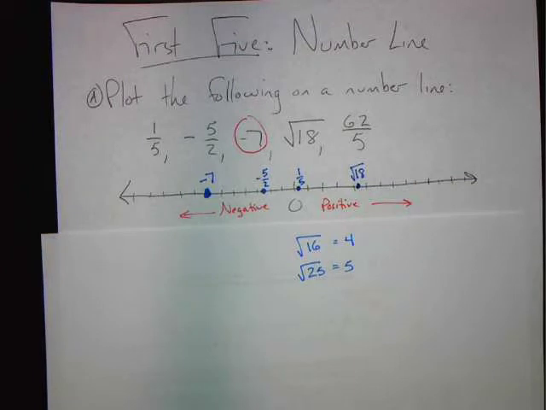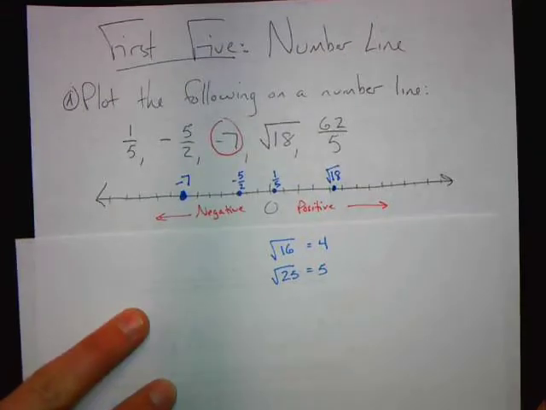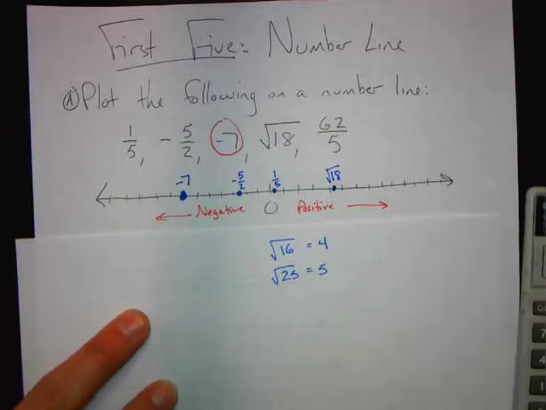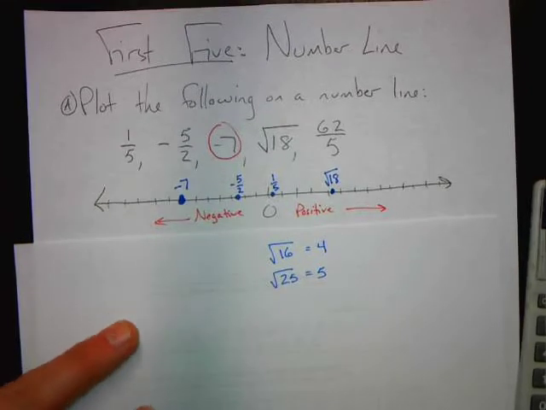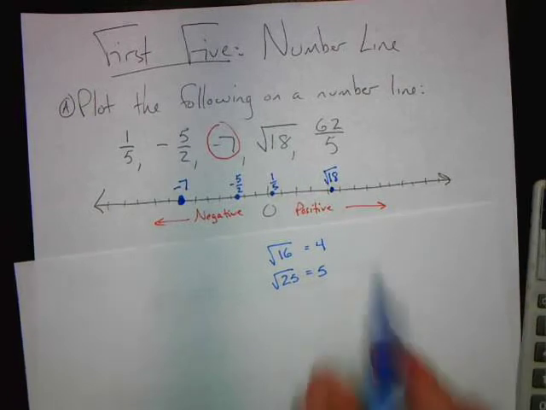And then the last number on the number line, 62 over 5. Okay, so that's going to be a little bit more than 12. And so how would we figure that out? Again, you can use your calculator. This is 62 divided by 5. So 62 divided by 5 happens to be 12.4. And so we're going to plot that on the number line.